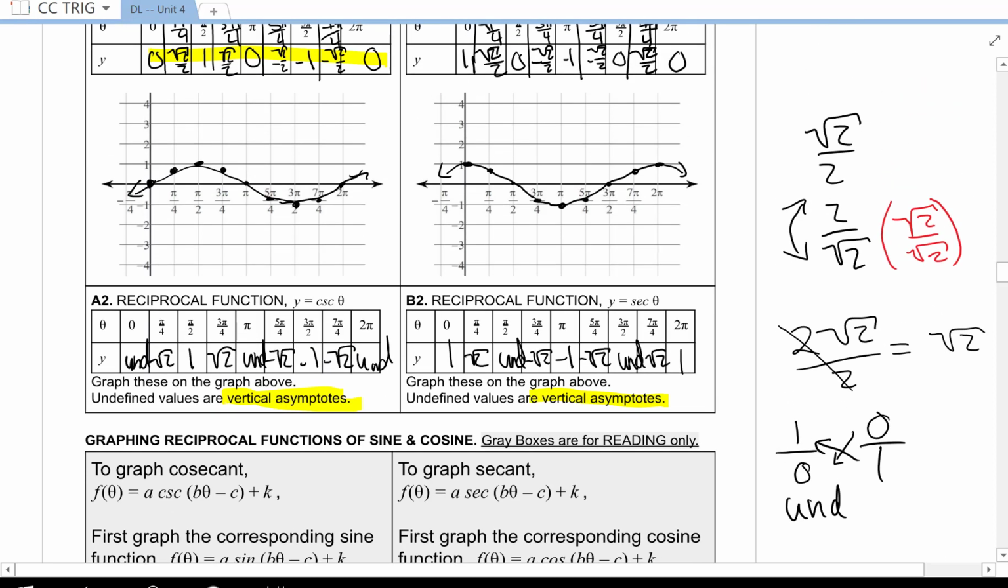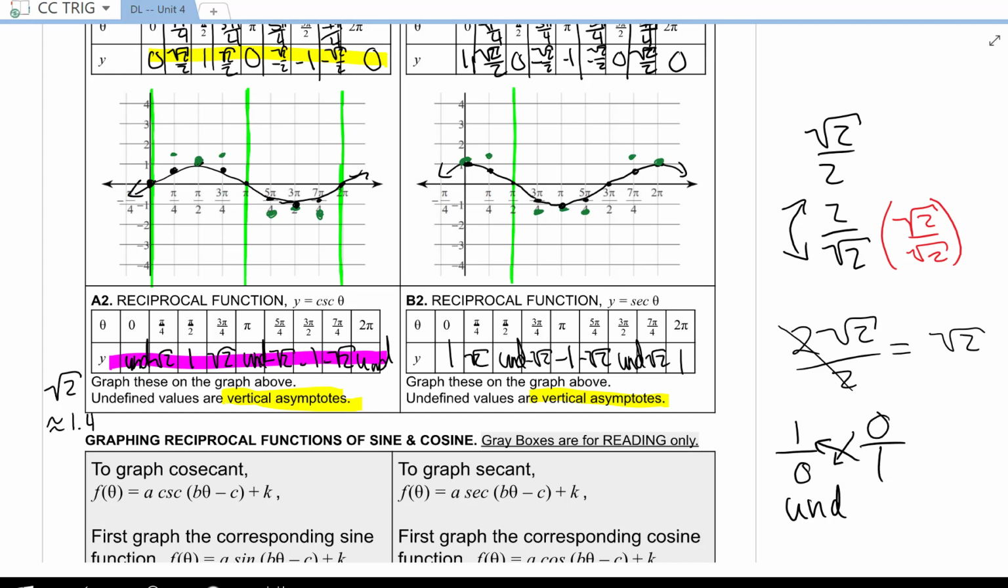Okay, so let's graph these points on our same graph with the sine function. We're going to graph its reciprocal with it. One other side note is that when we graph, root 2 is kind of hard for some people to graph. That is approximately 1.4, so that's where you will graph those points. Let's do that now. Okay, now I'm putting in the asymptotes. Wherever it says undefined, you should have a vertical asymptote.